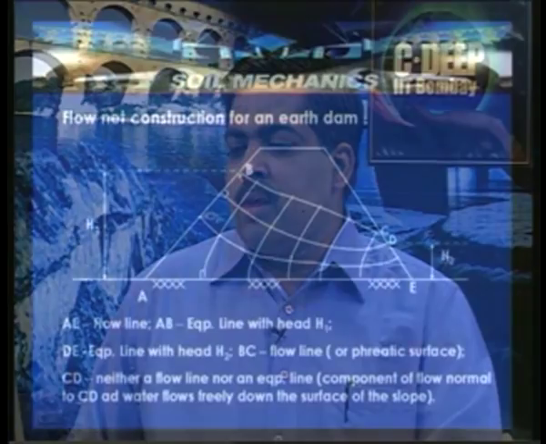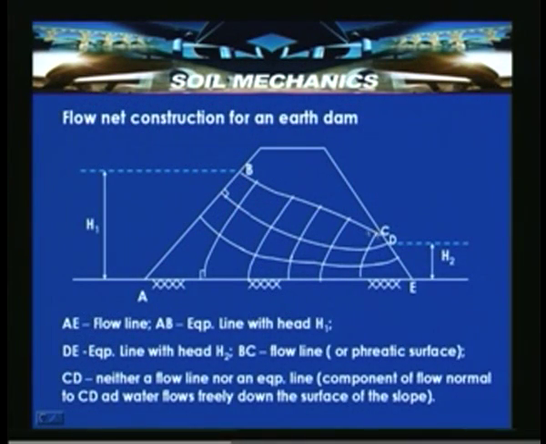So, this BC is an approximated flow line, the phreatic line, which is shown, which is nothing but a flow line, the upper boundary of flow in this case of an earthen dam.